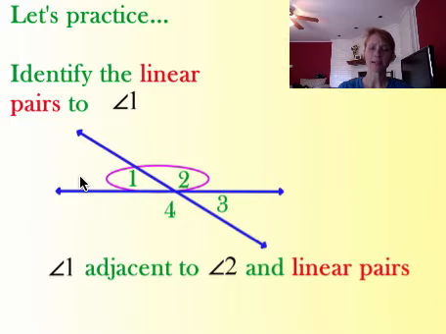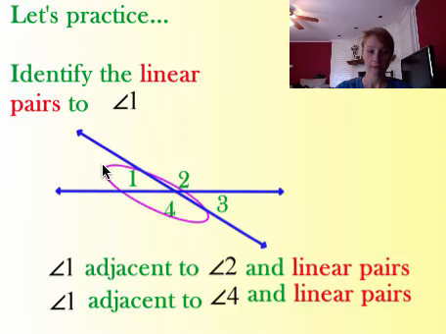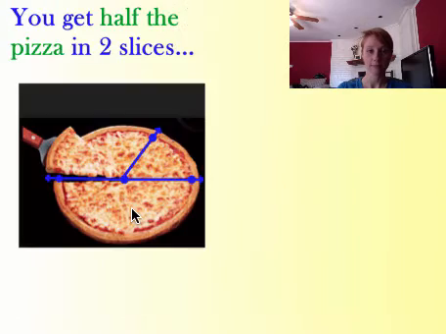Okay, now let's identify some linear pairs. Angle 1 is adjacent to angle 2, but it also forms a linear pair. They are a pair of adjacent angles that add up to 180 degrees. And angle 4 and angle 1 also are a linear pair. They are adjacent angles that add up to 180 degrees.